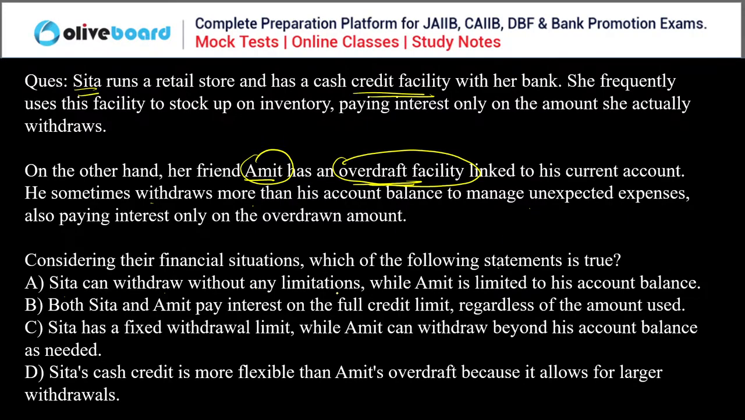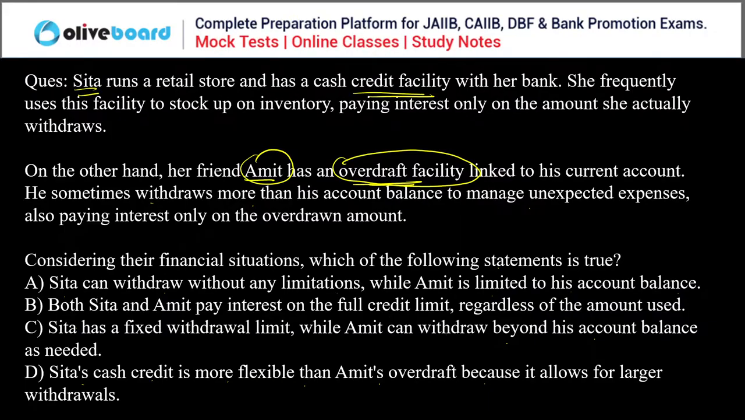A: Sita can withdraw without any limitation, whereas Amit is limited to his account balance. B: Both Sita and Amit pay interest on the full credit limit regardless of the amount used. C: Sita has a fixed withdrawal limit while Amit can withdraw beyond his account balance as needed. D: Sita's cash credit is more flexible than Amit's overdraft because it allows for larger withdrawals. So you have to answer this question.